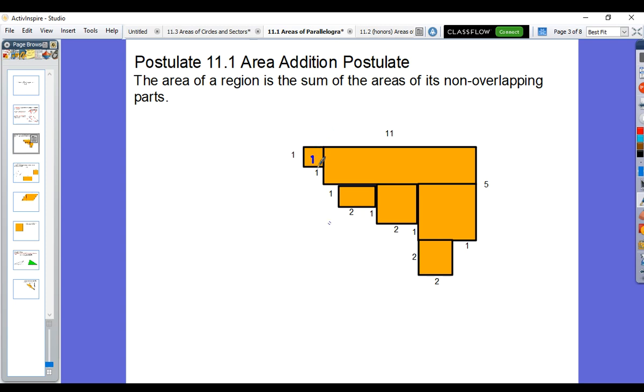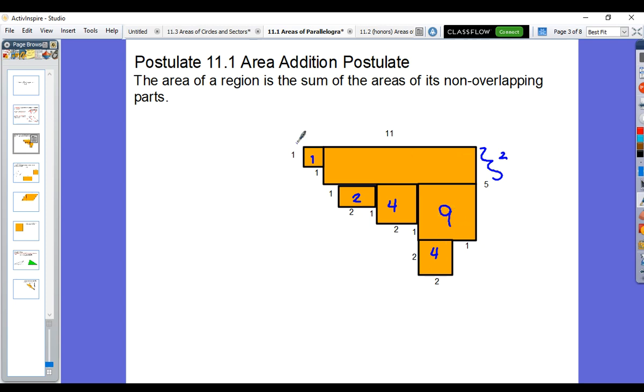1 times 1 gives us 1. 1 times 2, we get 2. Then this side should be 2. Since this is 1, this side right here is 1, so that gives us 2. 2 times 2, we get 4. 2 times 2, we get 4. This over here should be 3 by 3. If that's 2, this side right here is 2 plus the 1, which gives us 3. And if that's 1, this side right here is 2, making this whole thing 3. That gives us 3 by 3, which is 9.